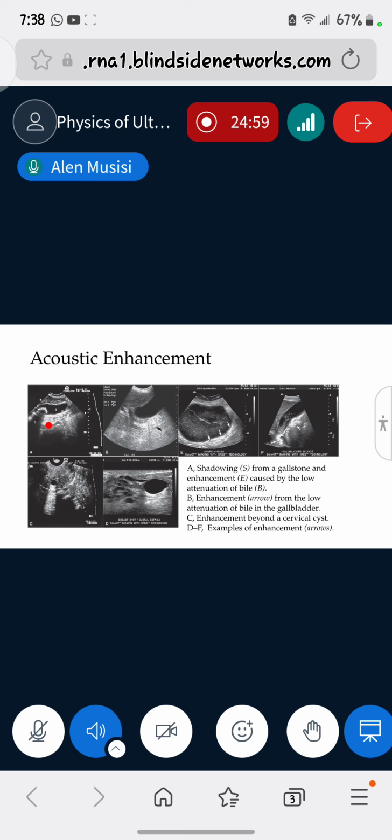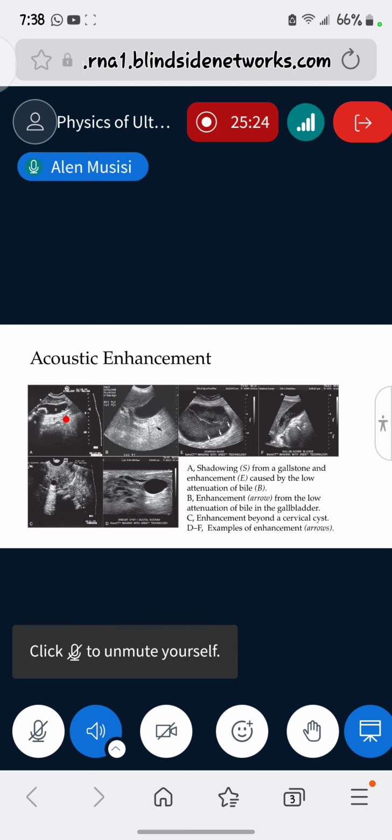Actually, here we have two artifacts. We have acoustic enhancement, which you see as a bright area below the gallbladder, and also a shadow, which is created by a stone in that gallbladder. You can see it in A. We have two artifacts: shadowing from a gallstone and enhancement caused by the low attenuation of the bile in the gallbladder. In B, we still have acoustic enhancement created by bile in the bladder. In C, we have enhancement beyond a cervical cyst.